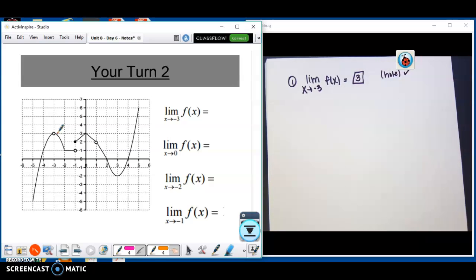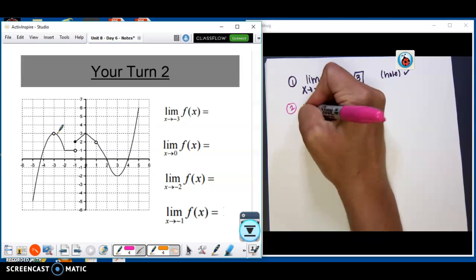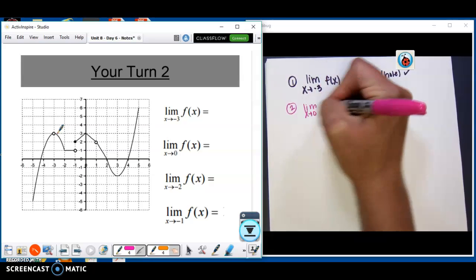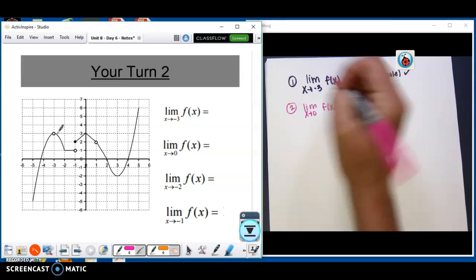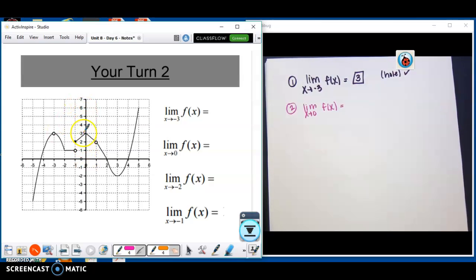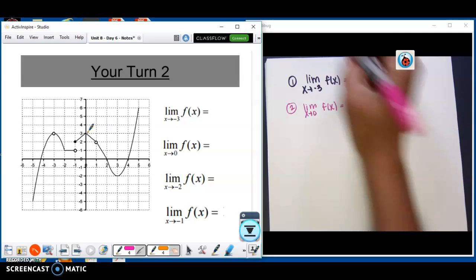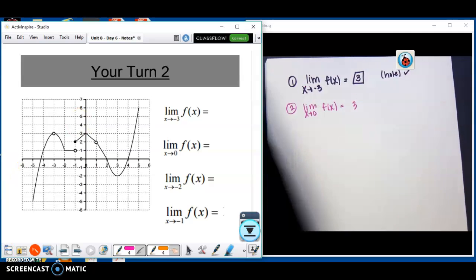Okay, then we're going to have the limit as x approaches 0. Alright, so here's 0. Well, the graph at 0 is continuous, so it should be good. If you come from the left, you approach 3. If you come from the right, you approach 3. So the answer is going to be 3 here.